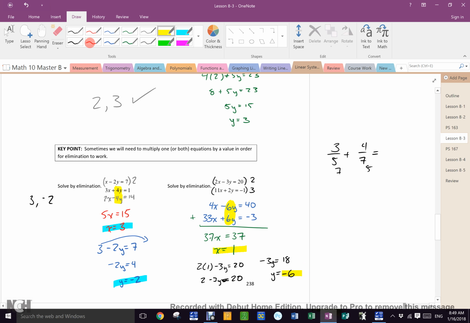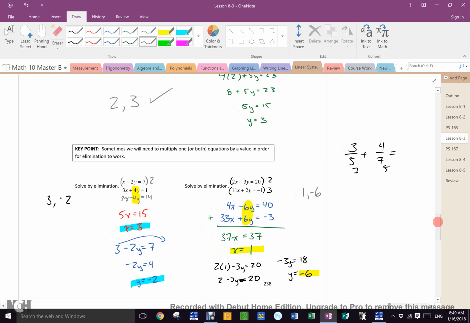Now, what is my ordered pair? 1, -6. And I check. Do I need to check the top one? No, because I just did the top one. So I check the bottom one. What's 11 times 1? What's 2 times -6? Is 11 minus 12 -1? Can I solve systems? Now, again, be comfortable with both.